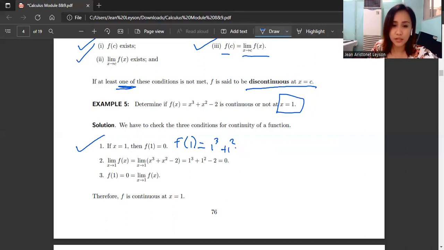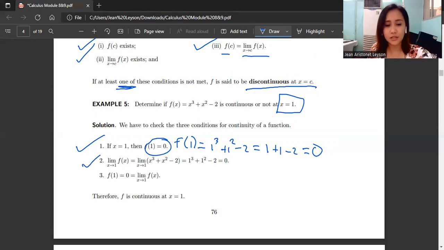Erase minus 2. So that's 1 plus 1 minus 2. So that is 0 right there. For the second condition, that's the limit of the function as x approaches 1. So we can use the limit theorems for this example.